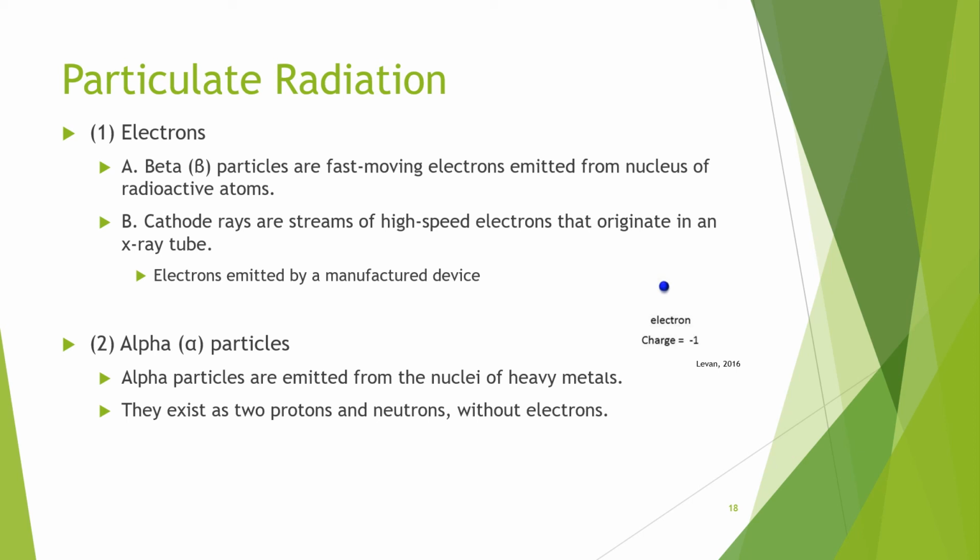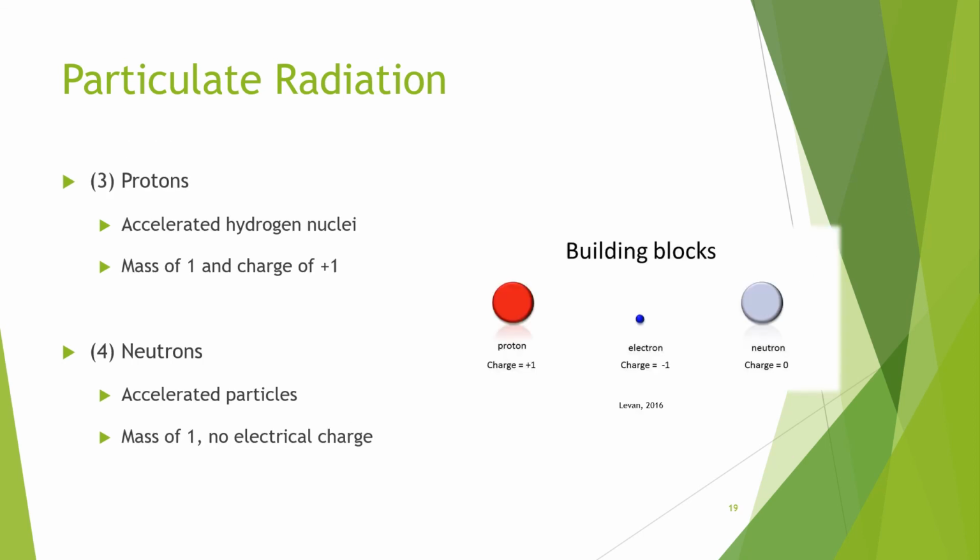Alpha particles are the second type of particulate radiation, and they are emitted from the nuclei of heavy metals. They exist as two protons and two neutrons, and they have no electrons. All right, so the third type of particulate radiation is protons, and it is essentially a hydrogen nucleus. It has a mass of 1 and a charge of +1. They have no electron, and because of that, it has a positive charge, and it is basically running around trying to find an electron.